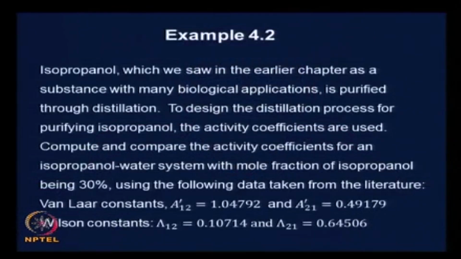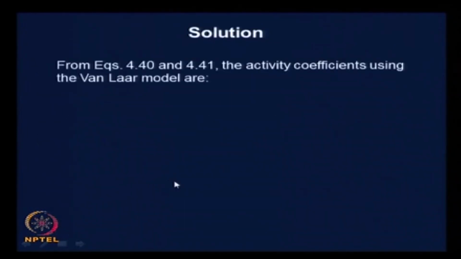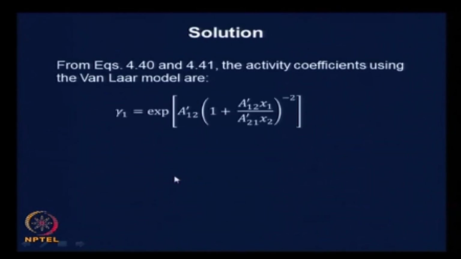Therefore, if you substitute the constants that are given here with the mole fraction of isopropanol being 30%, and it is an isopropanol water system, therefore, the mole fraction of water needs to be 70%. If we do that for the Van Laar model, ln gamma 1 was this, therefore, gamma 1 would be exponential of A12 dash times 1 plus A12 x1 by A21 dash x2 the whole power minus 2.